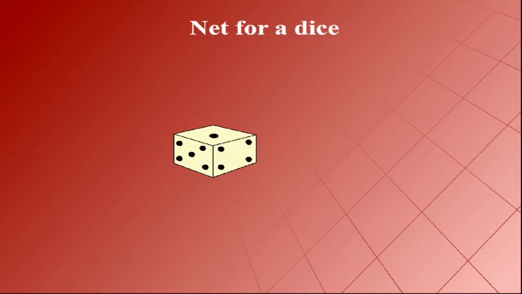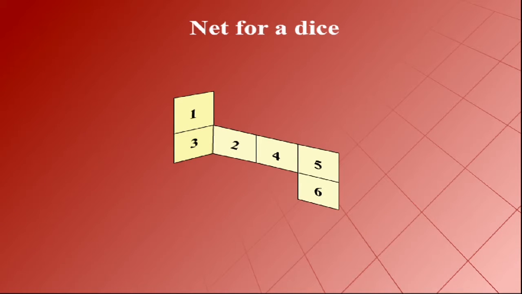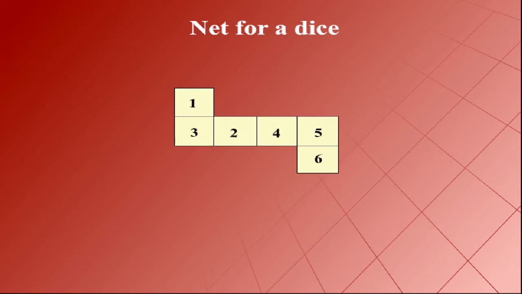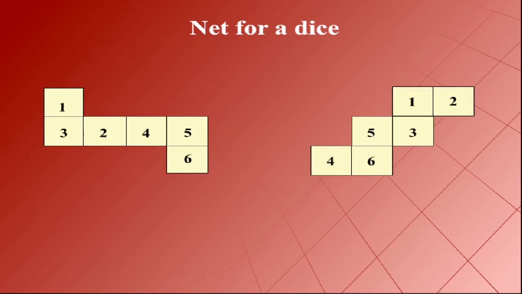Net for a dice. You have played several times with dice. Do you know that it is a cube with dots on each face? Opposite faces of a dice always have a total of 7 dots on them. Here are 2 nets to make a dice.